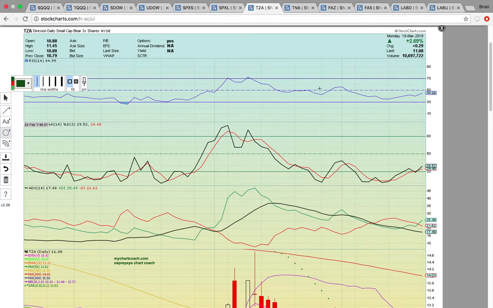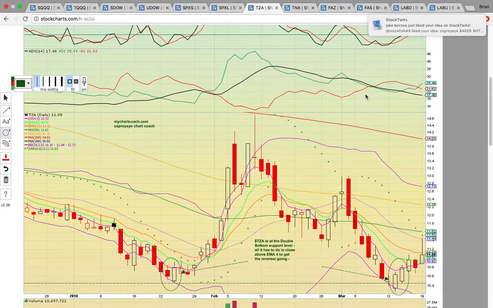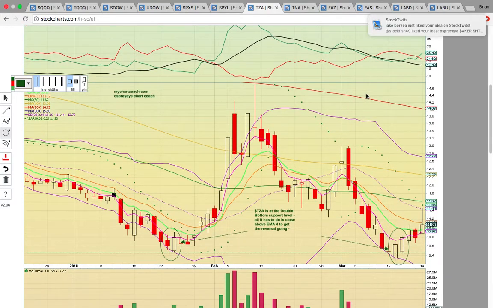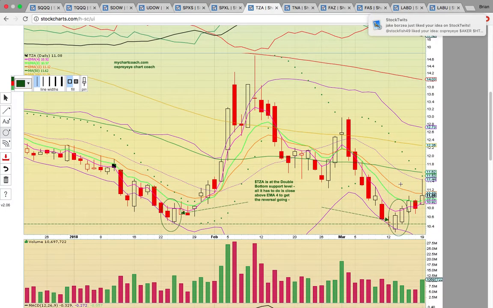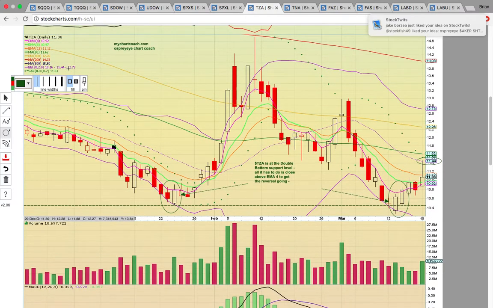Okay, let's look at TZA here. So this is the small cap bear 3 times. And as you can see here, it had been on a nice run. It took a pause on Friday, and then today it ran up to that middle Bollinger Band and hit resistance and pulled back. It has to break 1144. If it fails to get above the middle Bollinger Band, it's still in a downtrend.